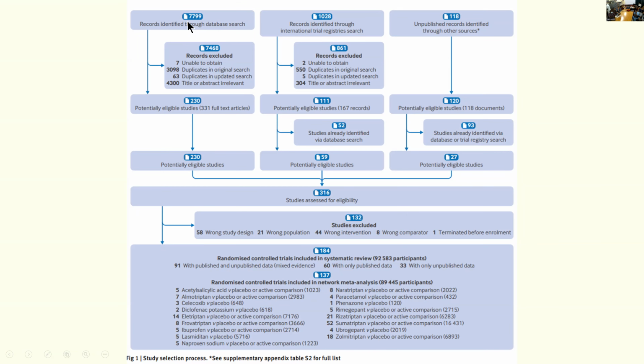Through the database search, they got 7,799 records, 1,028 through International Trial Registry search, and through unpublished records, they got 118 study records. Then they screened them, and after excluding all duplicates, they had 316 studies for eligibility. Out of it, they excluded 132 studies because of wrong study design, wrong population, wrong intervention, or wrong comparator. Finally, for the systematic review, they got 184 articles. For the network meta-analysis, they got 137 articles.